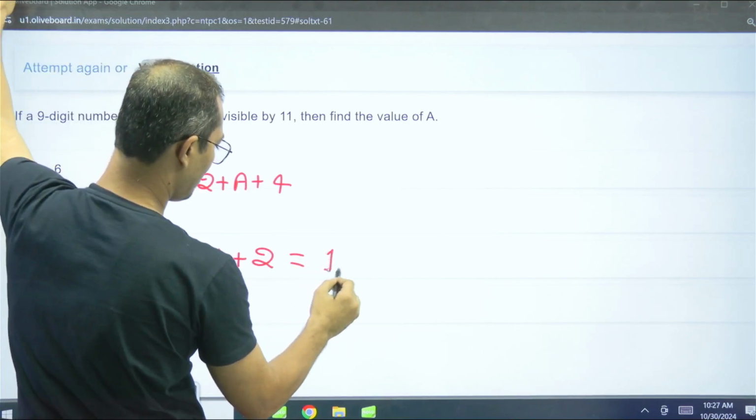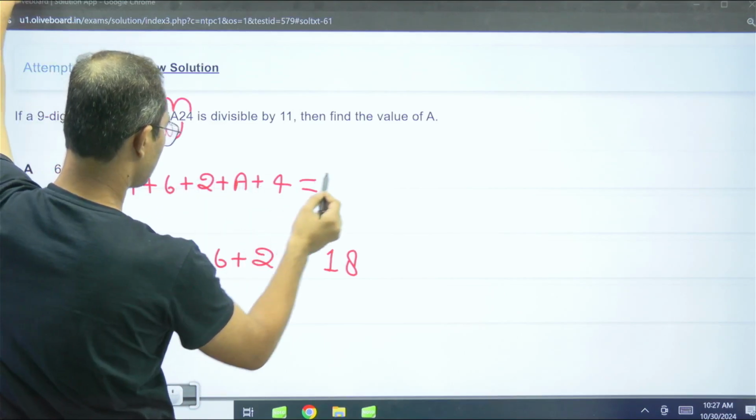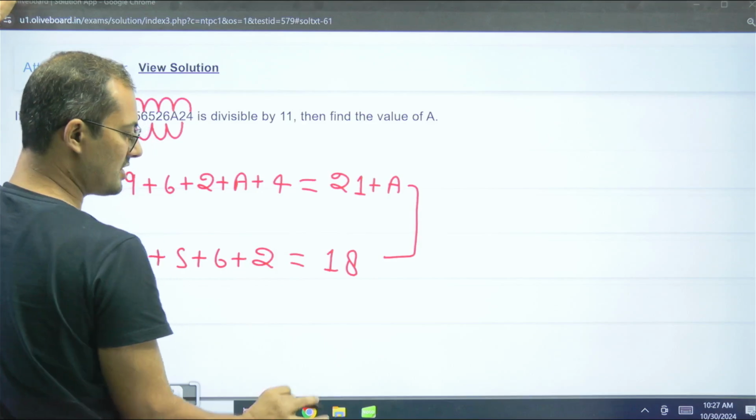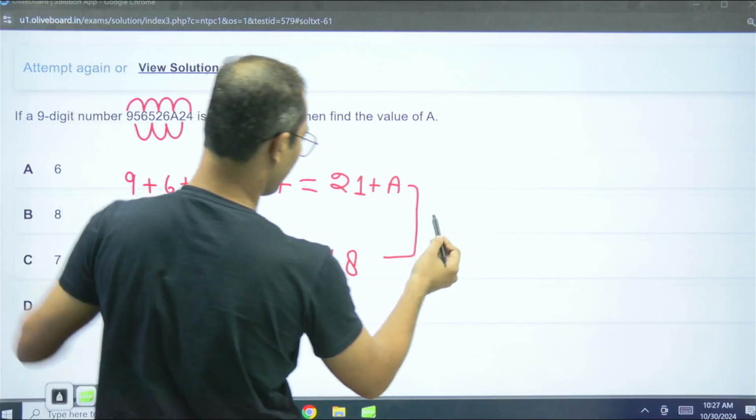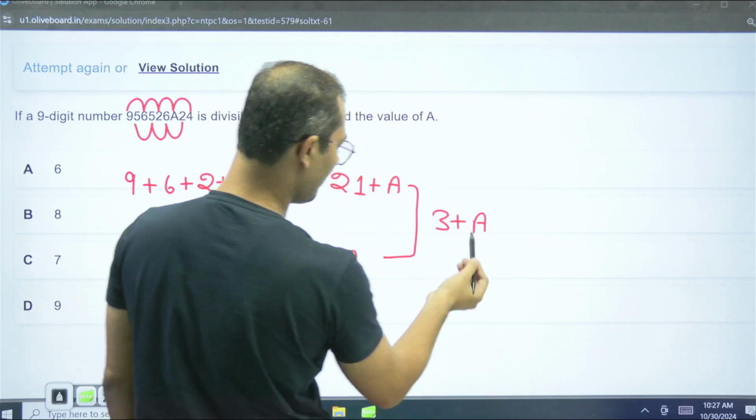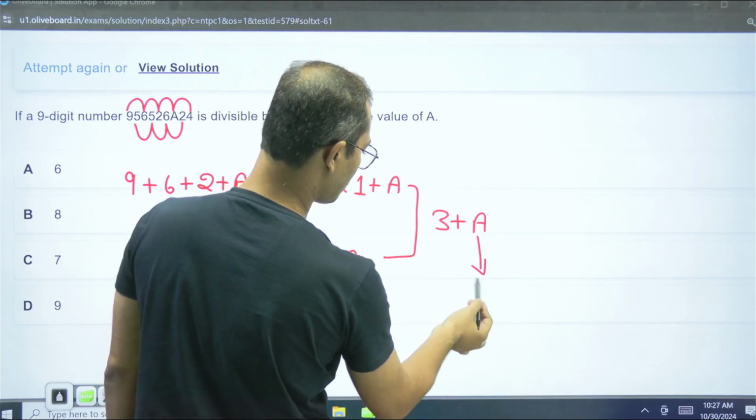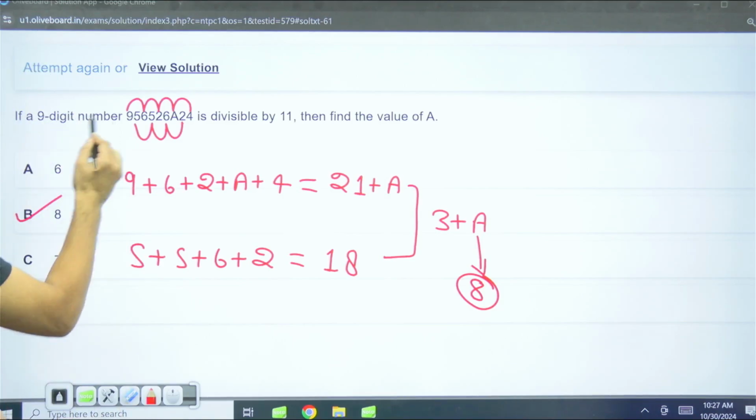So this is equal to 18, right? And this is equal to 21, plus A. So the difference must be 0 or 11, right? Here the difference is 3 plus A. So we can make it 11. So we can take the value for A as 8, yes, 8 plus 3 would be 11. So the value for A is 8, and B part is the right answer.